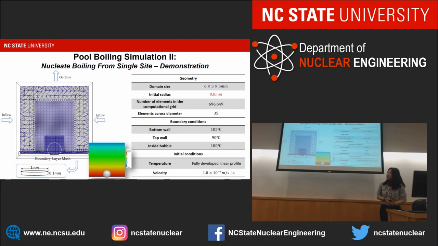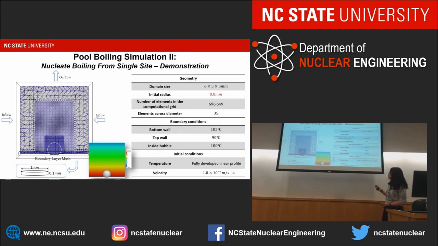The next case is nucleate boiling from a single site. The setup here is very similar to the first case, but the difference is we have a small dent on the wall that acts as the artificial nucleation site. After the first bubble departs, a small piece will be left in this nucleation site to act as the seeding bubble, and a new bubble grows from the same site.